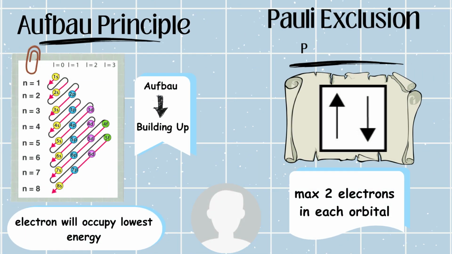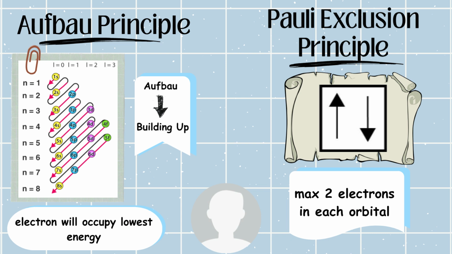The Aufbau principle. The Aufbau principle states that electrons fill atomic orbitals starting from the lowest energy level and then move to higher energy orbitals. Aufbau is a German word meaning building up, referring to how electron configurations are built step by step.